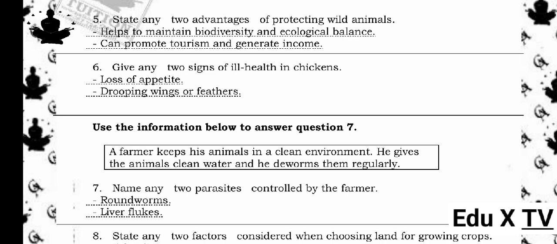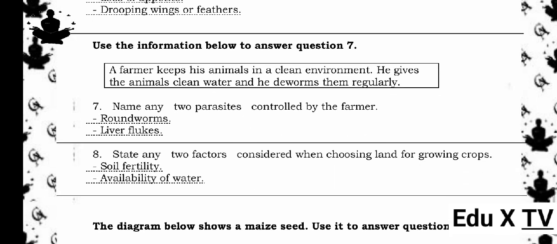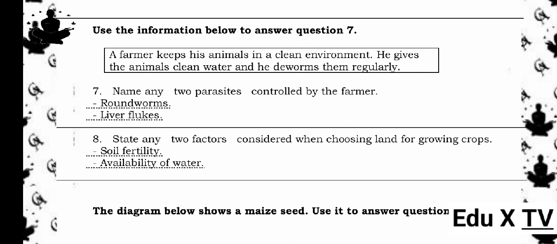Use the information below to answer question 7. A farmer keeps his animals in a clean environment. He gives the animals clean water and he deworms them regularly. 7. Name any 2 parasites controlled by the farmer. Roundworms. Liver flukes. 8. State any 2 factors considered when choosing land for growing crops. Soil fertility. Availability of water.